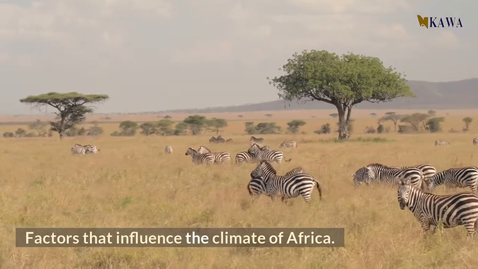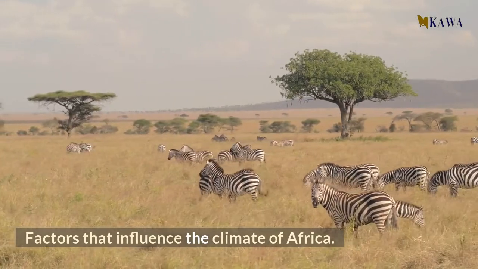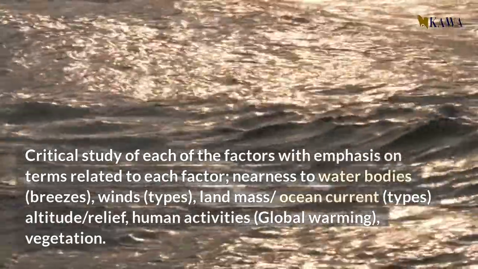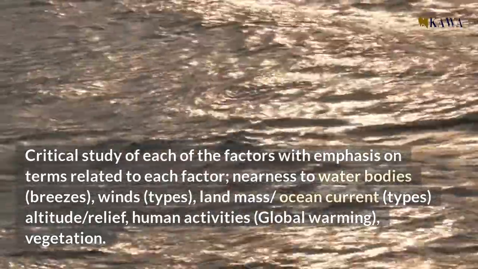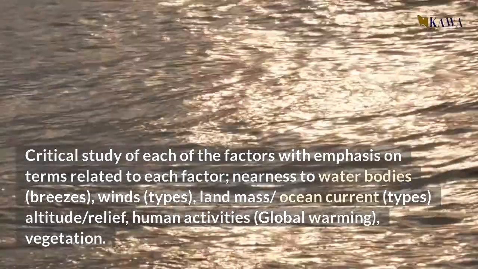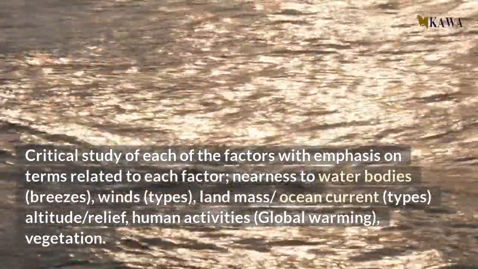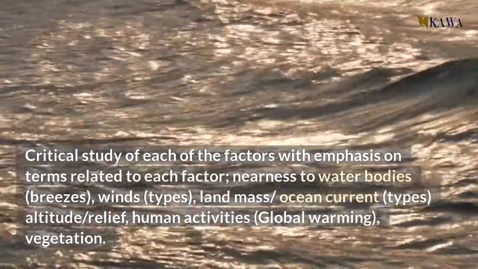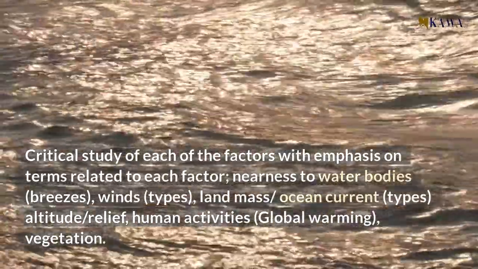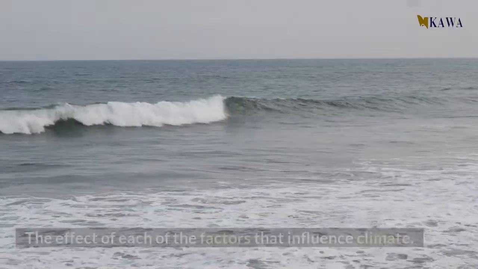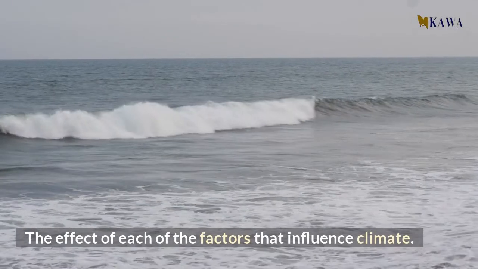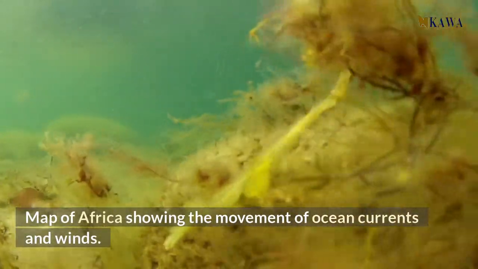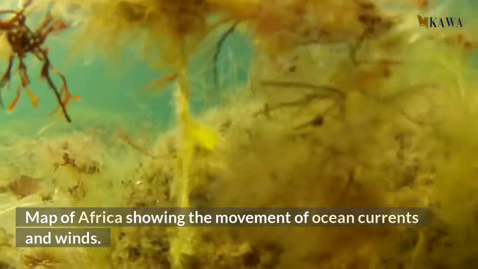Factors that influence the climate of Africa. Critical study of each of the factors with emphasis on terms related to each factor: nearness to water bodies, breezes, winds, types, landmass, ocean currents, types, altitude or relief, human activities, global warming, vegetation. The effect of each of the factors that influence climate. Map of Africa showing the movement of ocean currents and winds.